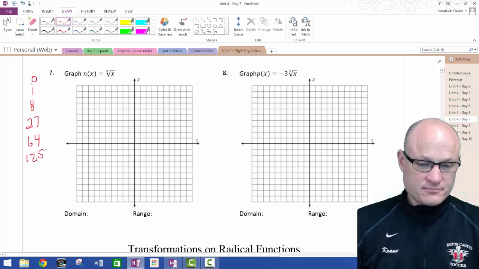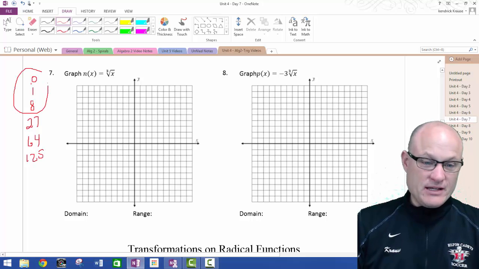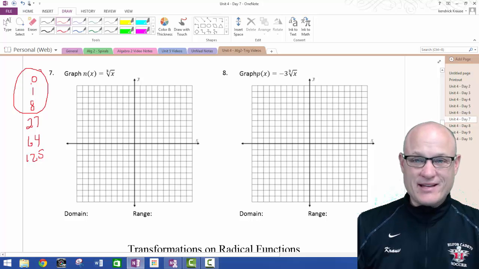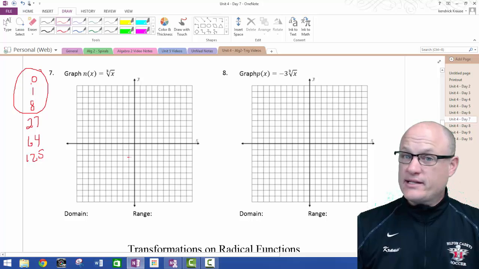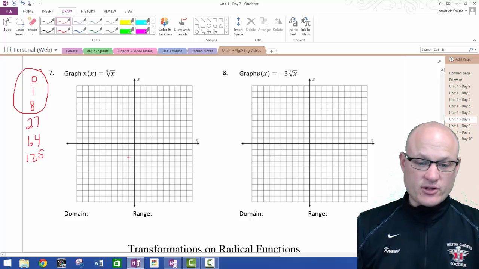125. I'm only going to ever get these probably on a graph. I'll never get 27 on a graph. It's just not going to happen. So let's see what happens. Oh, but I can take the square root, or in this case, the cube root of negative numbers. We'll start with 0.